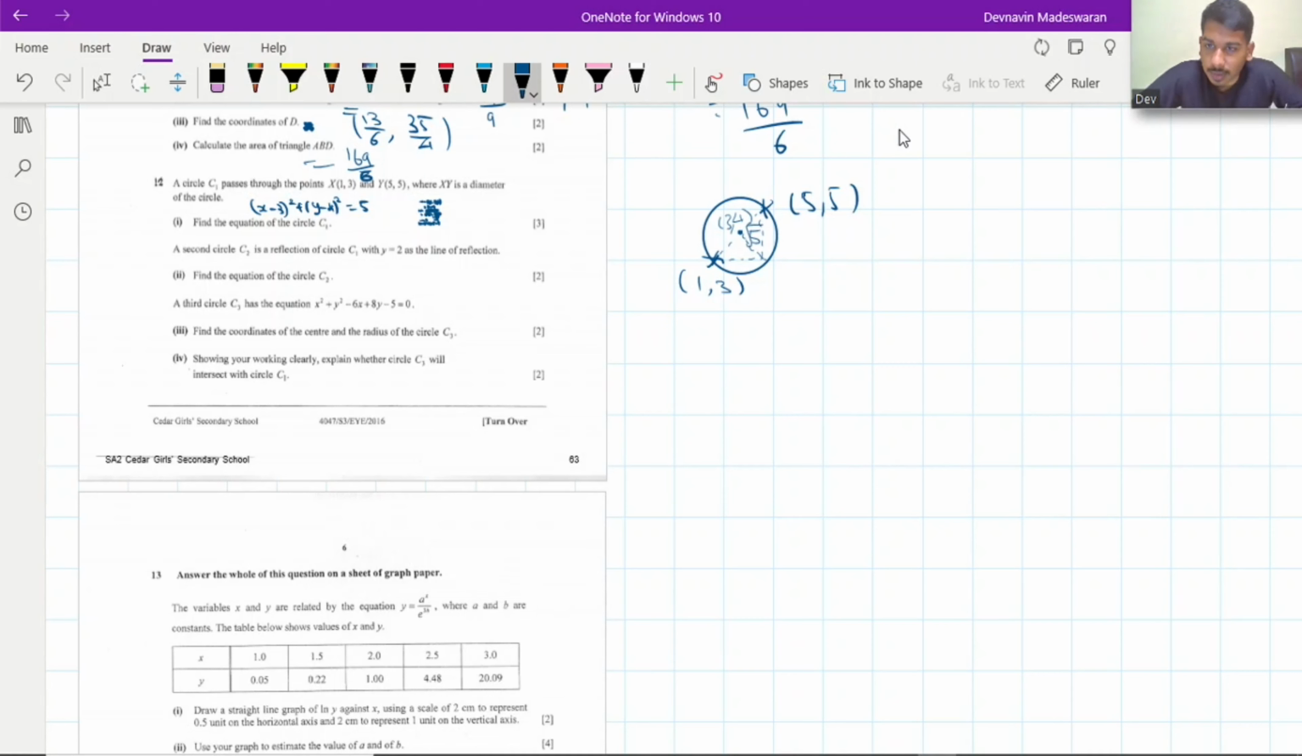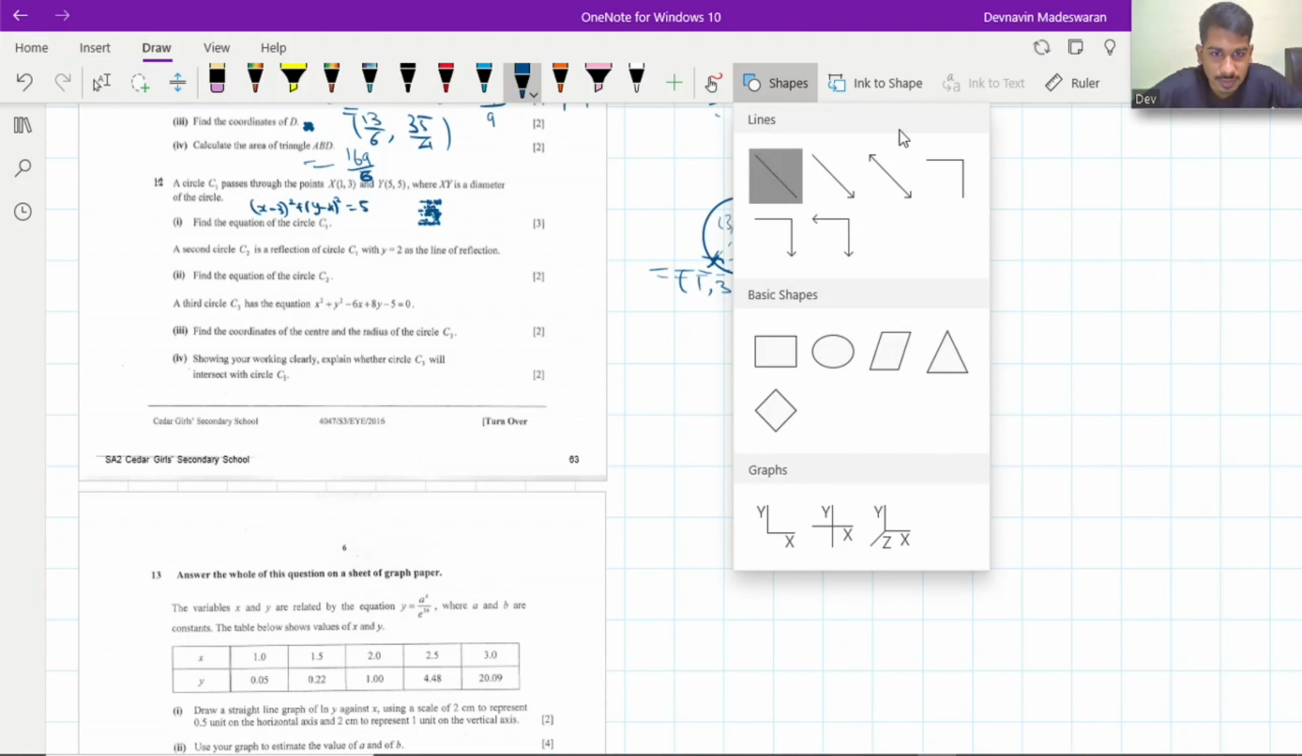Okay. A second circle, which is a reflection of C1 with y equal to 2 as the line of reflection. So y equal to 2 is going to be a horizontal line. So it's going to be below this x, something like this maybe, and then you're going to reflect about this thing. Maybe I should draw a line, make use of this thing.